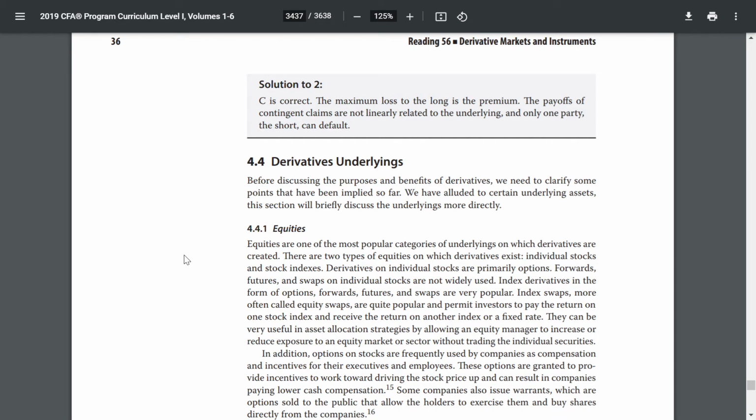Derivative underlyings. In discussing the purpose and benefits of derivatives, we need to clarify some points that have been alluded to so far. We have alluded to certain underlying assets. This section will briefly discuss the underlyings more directly.